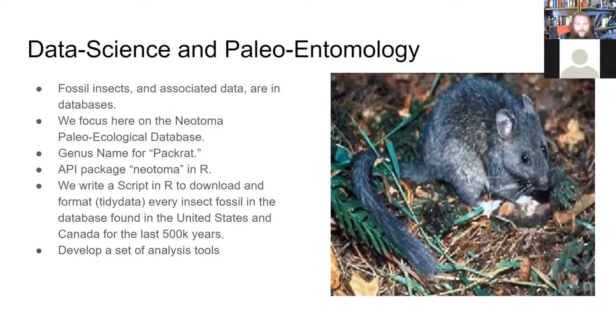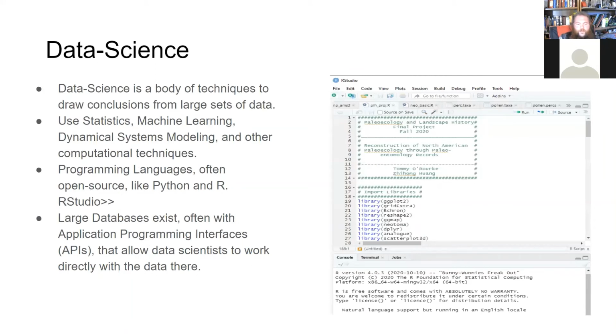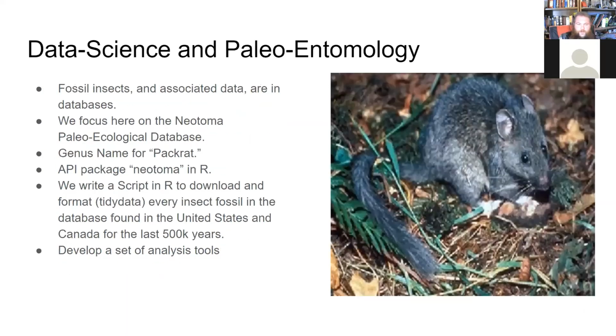So I should then say something briefly about the previous slide. In data science and computer programming, we talk about application programming interfaces, or APIs. These are methods that computer programmers can use to directly interact with data in databases or other programs to bring the data in directly without having to go to the website and download something. So we're going to focus here on a database that we are intimately familiar with in the EES department at Lehigh University, and that is the Neotoma database.